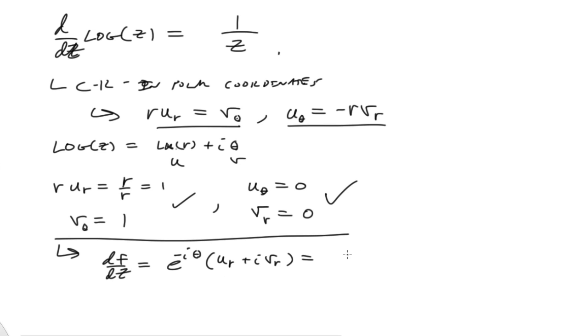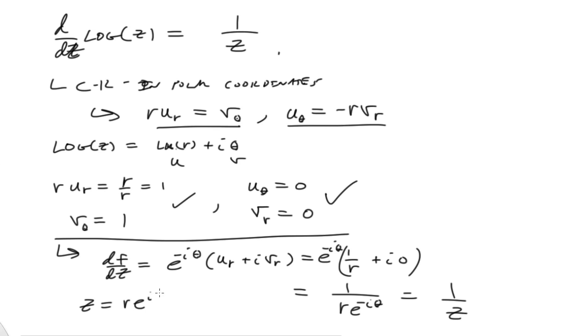u_r, of course, is equal to 1 over r, so that's e to the negative i theta times 1 over r. And then v_r is i times 0, so this becomes 1 over r e to the negative i theta, which is precisely 1 over z, because we're taking z to be r e to the i theta. Of course, you can look up this version of the Cauchy-Riemann equations in the textbook. It's fairly straightforward to derive. It involves a change of coordinates from Cartesian to polar coordinates.